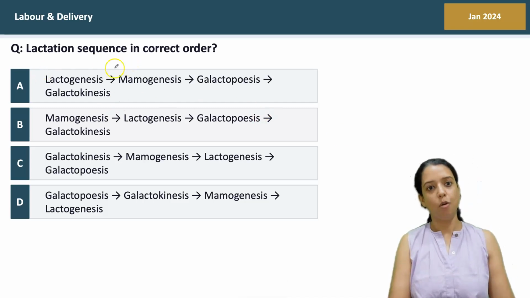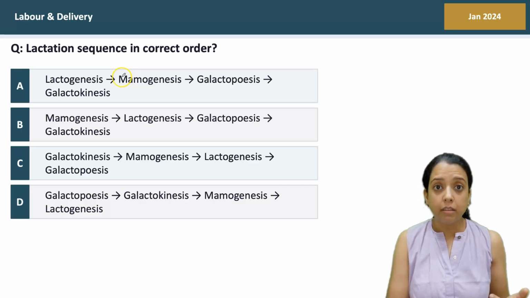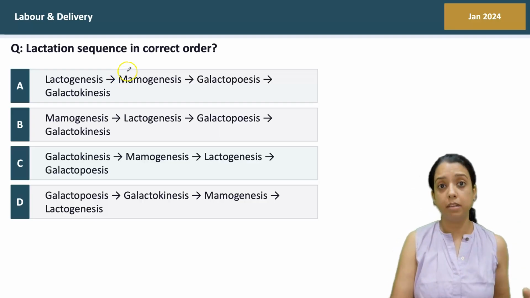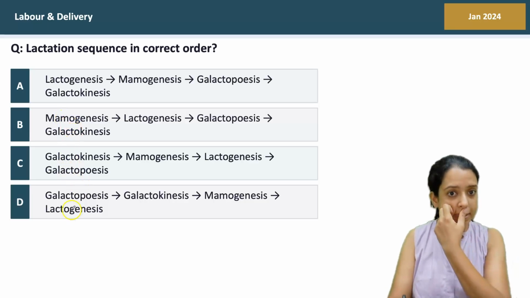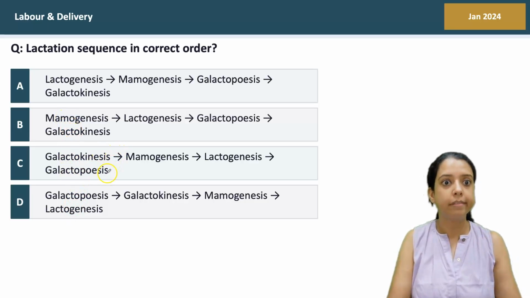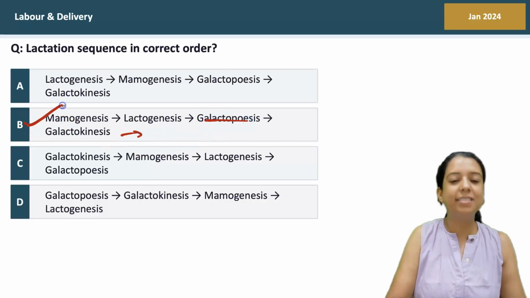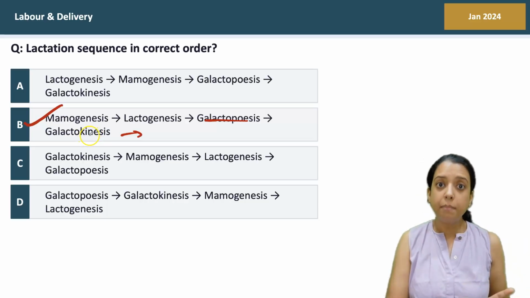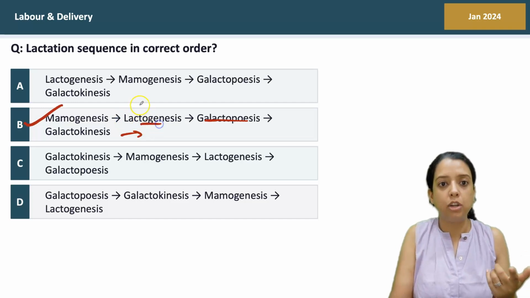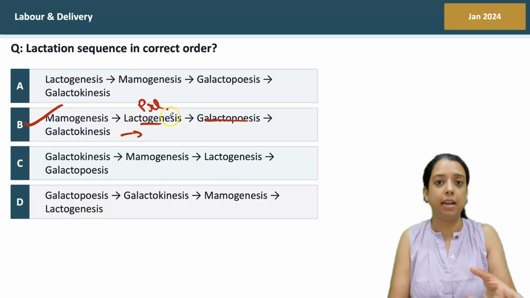Lactation sequence. What is the sequence of lactation? See, before the lactation process starts, the breast has to prepare, and that process starts in pregnancy. Breast starts getting prepared. That is mammogenesis. Mammogenesis is when the breast starts preparing. Then once the breasts are prepared, lactogenesis starts. Due to the hormone prolactin, lactogenesis, yani ki milk synthesis, starts.